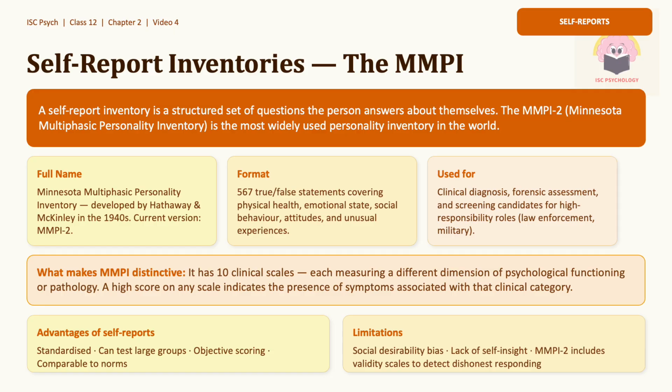The MMPI is primarily used in clinical and forensic settings to identify psychological disorders, to assist with diagnosis, and to assess candidates for high responsibility roles like law enforcement or the military. What makes the MMPI distinctive is its 10 clinical scales, each designed to measure a different dimension of psychological functioning or pathology. For your exams, you need to know all 10 scales by name and be able to describe the symptoms associated with each one.